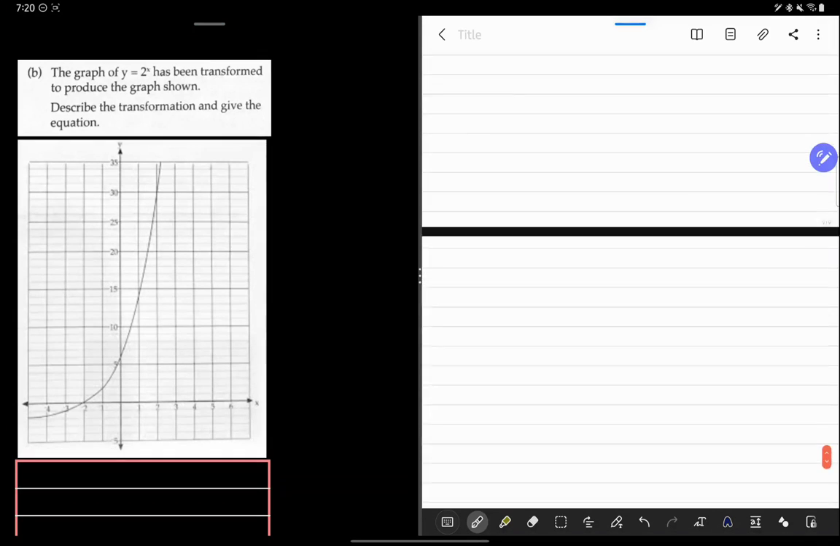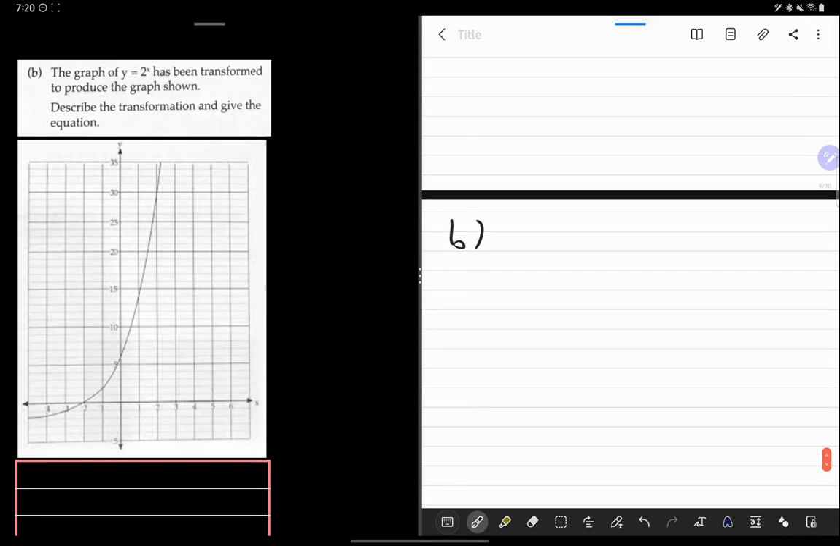B, and this is the last one. The graph of that has been transformed to produce the graph shown. Whatever that is. Cool. Describe the transformation and give the equation.